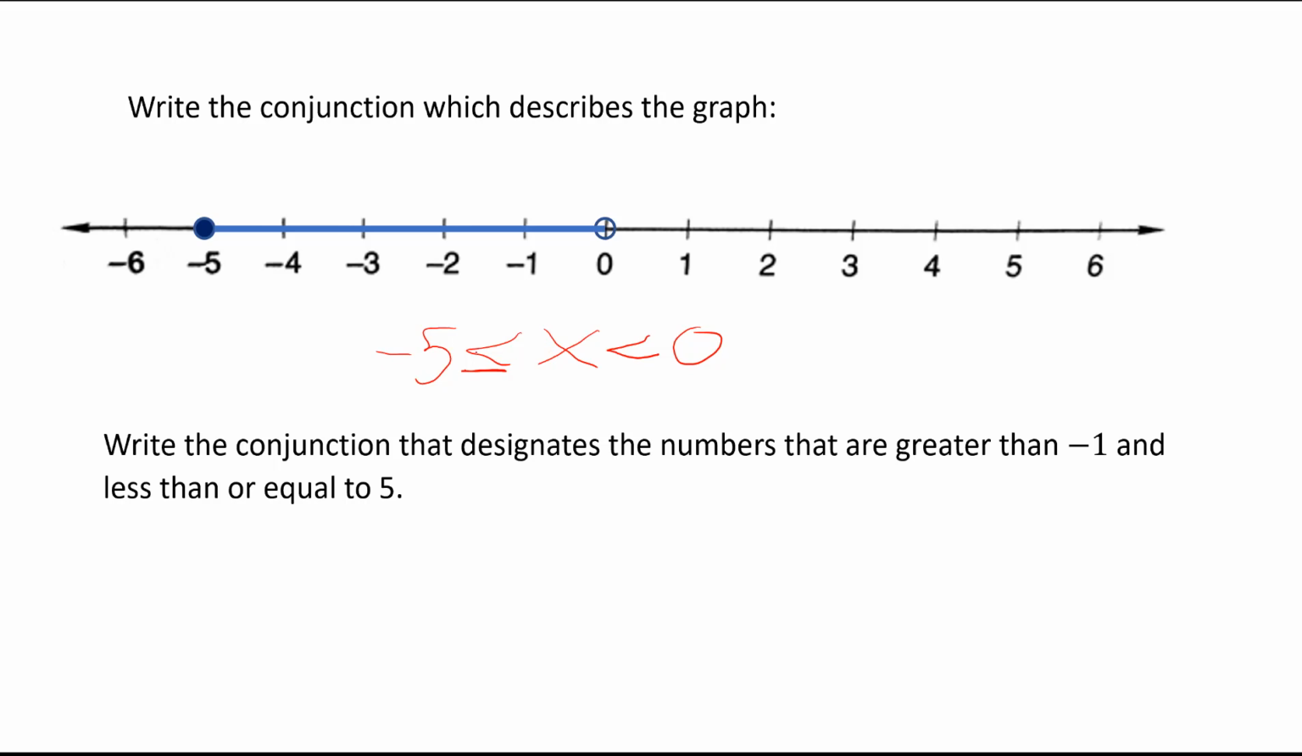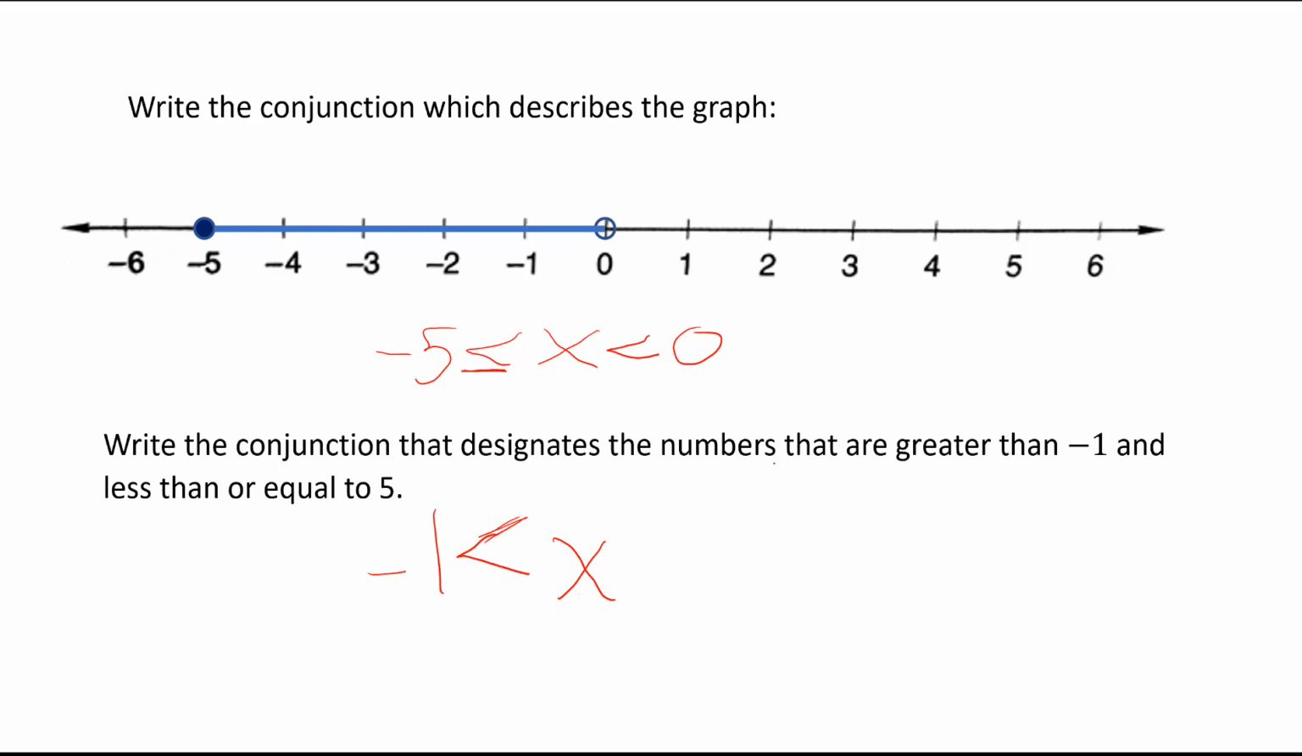X is greater than or equal to -5. There's a closed circle on -5, so we want to include -5, so we put less than or equal to. And x is less than 0. So both of those things are included in this way of writing it. All right, write the conjunction that designates the numbers that are greater than -1 and less than or equal to 5. All right, so again, your x is going to be in the middle, and the smaller number, the -1, is going to go down here because x is going to be greater than -1. In other words, -1 is going to be less than x.